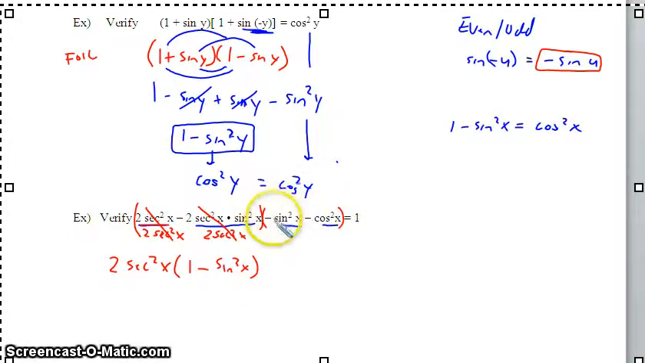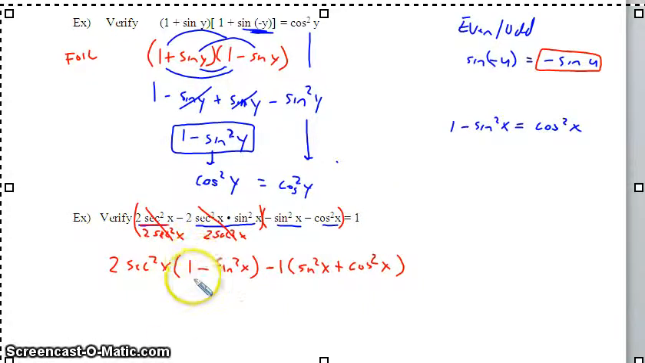Now what do they have in common? They both have in common a negative 1. So that's what I want to factor out. My greatest common factor is a negative 1. I get sine squared x plus cosine squared x. Alright, so I'm still thinking about how I'm going to get all of this to reduce down to 1.